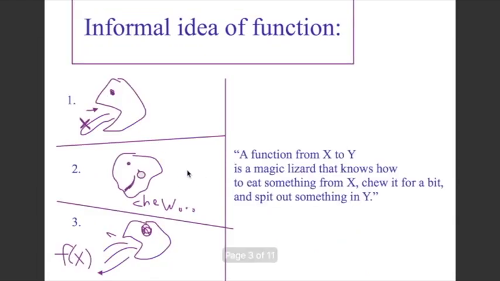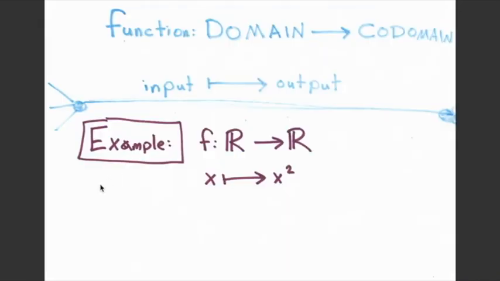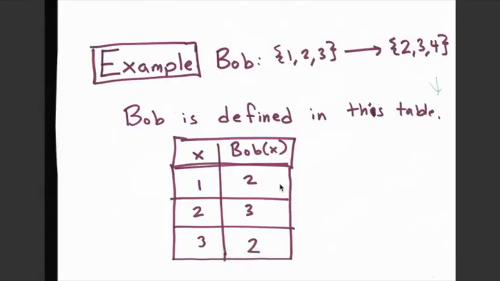Another way to think about it is a function from X to Y is a magic lizard that knows how to eat something from X, chew it for a bit, and spit out something in Y. And often this chewing process, there might be different ways that you can realize it. In other words, the process of actually calculating the function value, there might be different options that you have. The most basic example you can think of is something like f from the real numbers to the real numbers, where x is mapped to x squared. But there are lots of other functions.